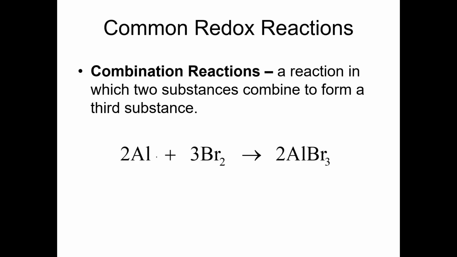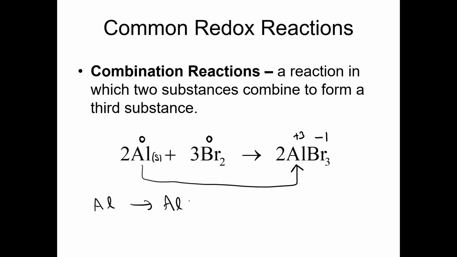I don't have a phase label here, but we know that aluminum is by itself, and so it gets an oxidation number of 0. Here bromine is by itself, with itself, I should say, it's also going to have an oxidation number of 0. But we know in aluminum bromide that we have a plus 3 and a minus 1, right? Those are the oxidation numbers of the atoms in the product. And so we can easily identify that aluminum is oxidizing, right? It's aluminum going to aluminum plus 3 and 3 electrons.